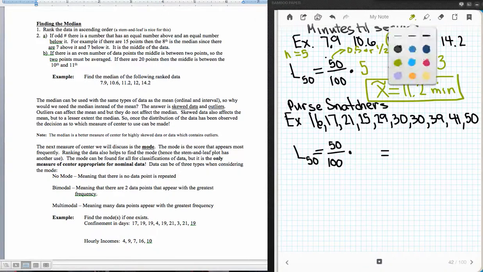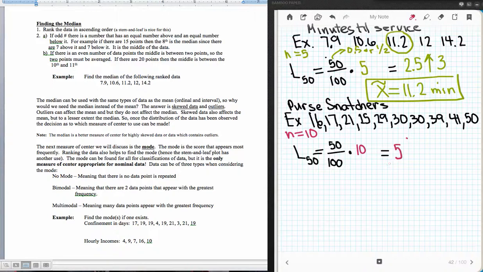Okay, now let's go back to our favorite, the purse snatcher data. Now remember the purse snatcher data were years and ages, so these were all in order, and we had 1, 2, 3, 4, 5, 6, 7, 8, 9, and 10. So our n for the purse snatcher data is 10. And we're going to put in 50 over 100 because we're still finding the median, the 50th percentile. And we're going to put in 10 here, and multiply. So half of 10 is 5.